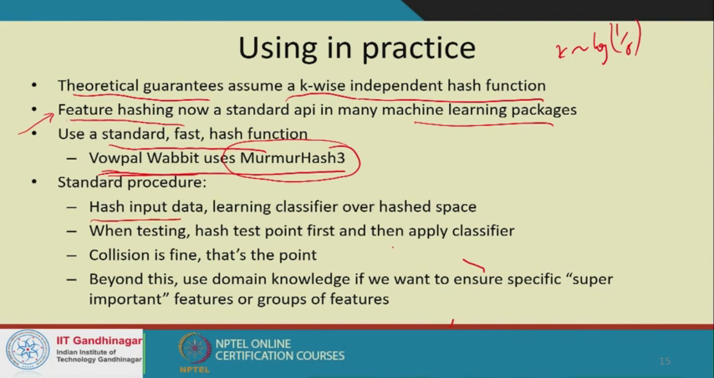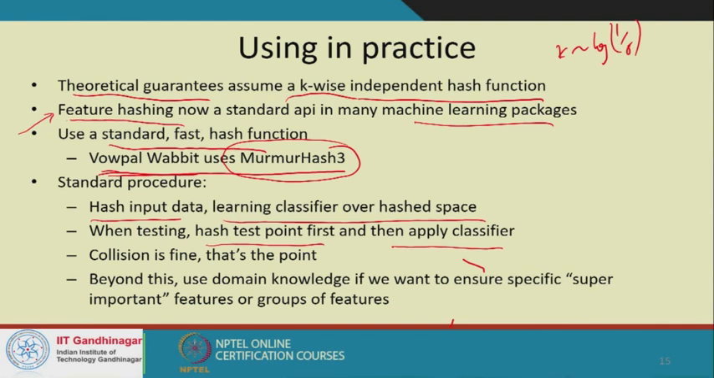Then you hash your input data, and then you learn your classifier over this hashed space. When testing, we first hash the test point using the hash functions that we have used. So it's very important that you use the same hash functions. You don't change the random seed, and then you apply the classifier. Collision will happen. Of course, collision will happen, but that's exactly the point.